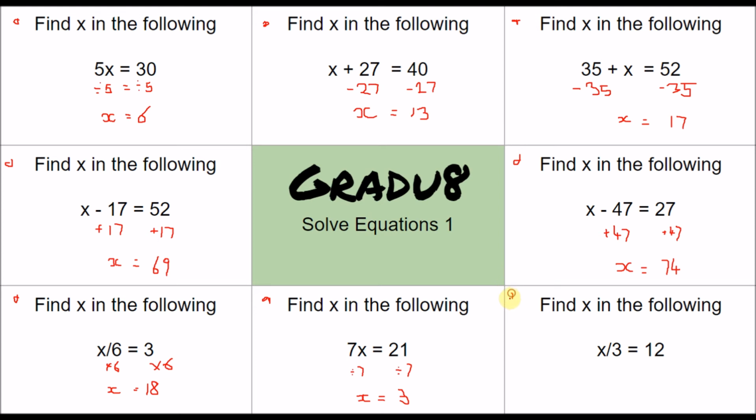And then finally, another divide question. What's the opposite of dividing by 3? Well, by now you should know it's multiplying, so times by 3. That's meant to be a times sign there. Make sure you do it equally on both sides. So x equals 12 times 3, which is 36. Check it: 36 divided by 3 is 12.